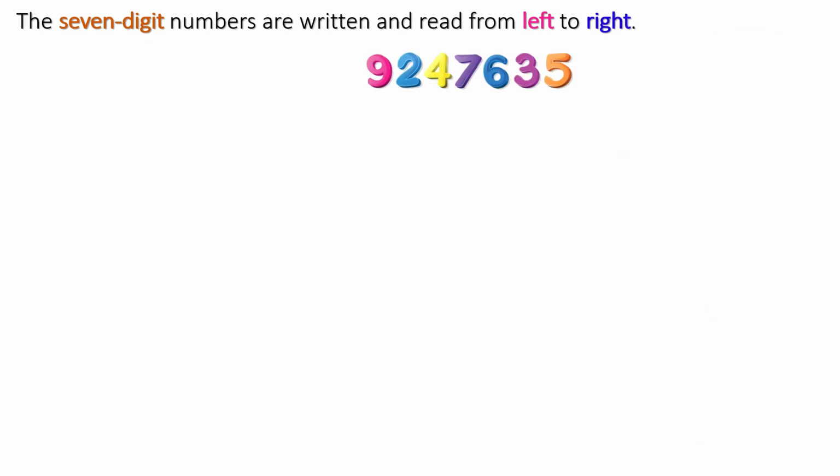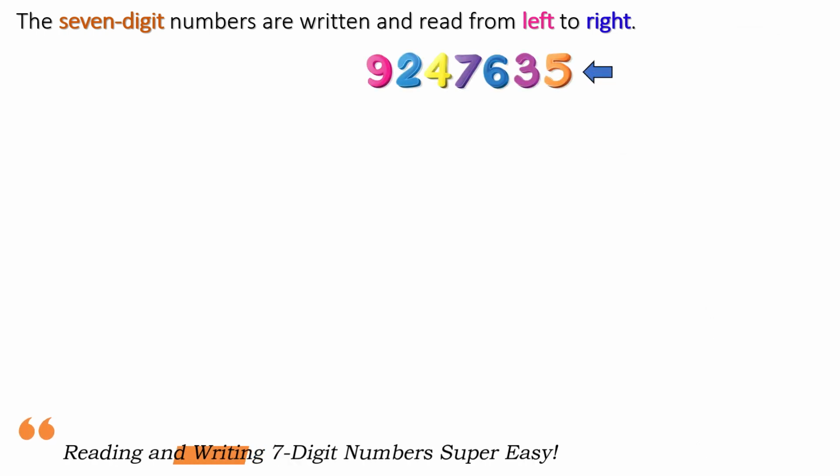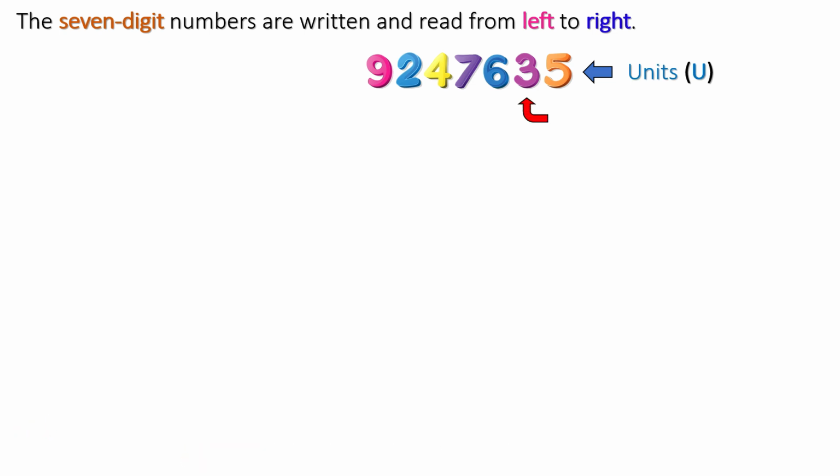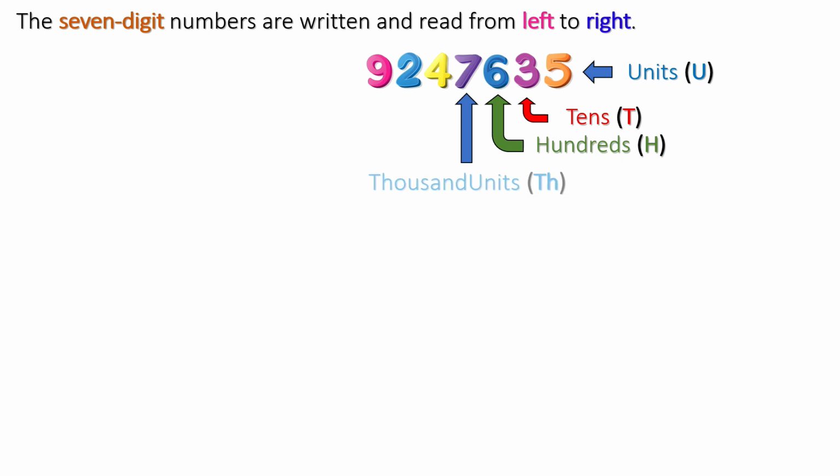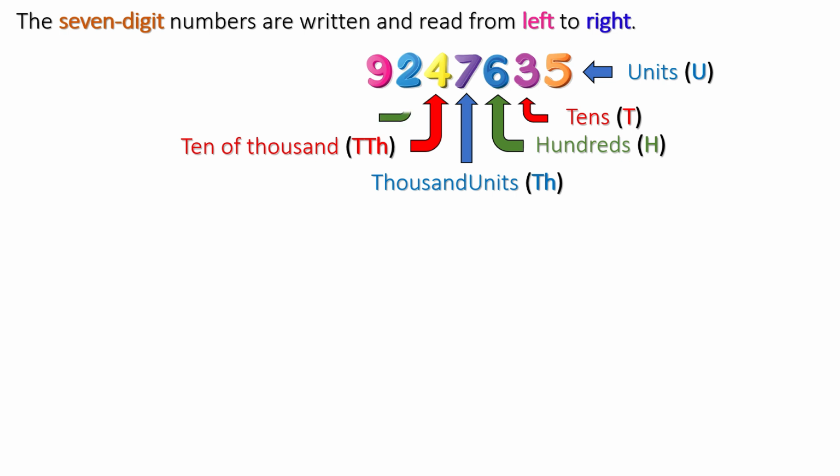Based on the place value, the first digit on the right corresponds to the units. The second digit corresponds to the tens. The third digit corresponds to the hundreds. The fourth digit corresponds to the thousands. The fifth digit corresponds to the tens of thousands. The sixth digit corresponds to the hundreds of thousands. And the seventh digit corresponds to the millions.